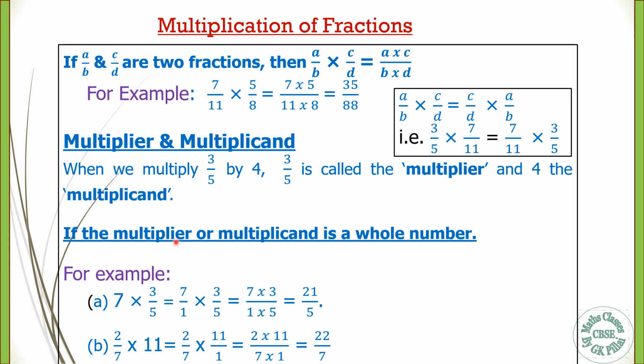Now here I am giving another two examples where the multiplier or multiplicand is a whole number. 7 into 3 by 5, you can write 7 as 7 upon 1. So it becomes a normal fraction. Now you multiply as I told you here. 2 by 7 into 11, write 11 as 11 upon 1. Then you multiply the way we discussed here. So your answer will be 22 by 7. And here it will be 21 upon 5.